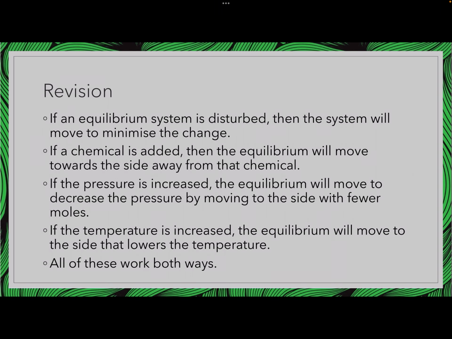So, if an equilibrium system is disturbed, then the system will move to minimize the change. Again, that's the basics of Le Chatelier's principle. If a chemical is added, then the equilibrium will move away from that side. So if we add a product, it will move towards the reactants. If we add a reactant, it will move towards the products.